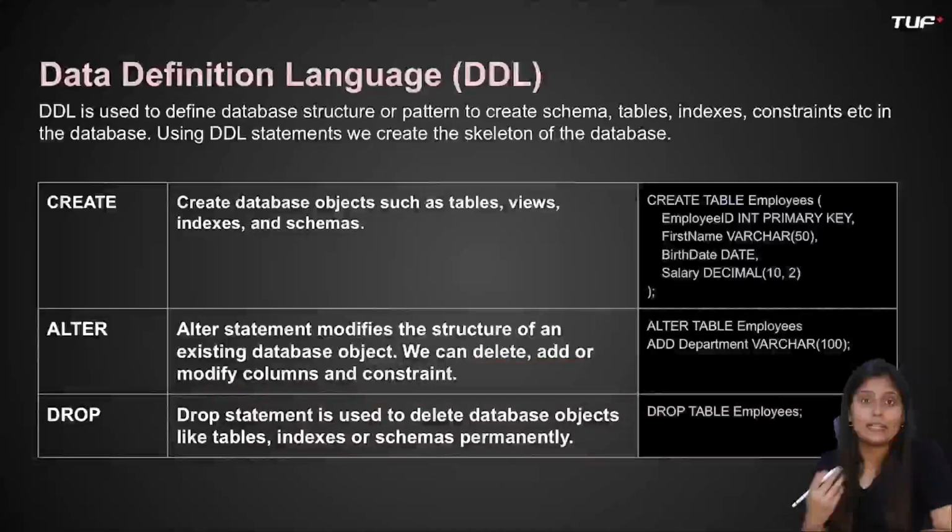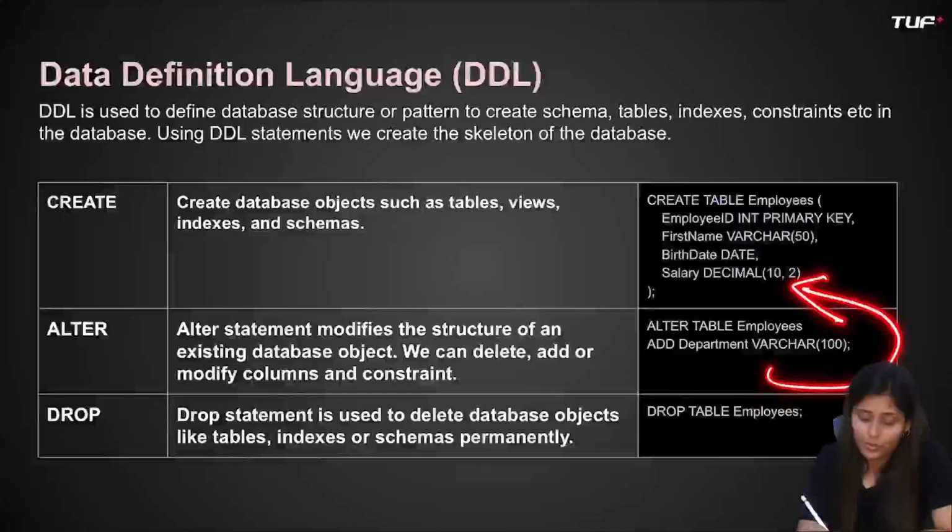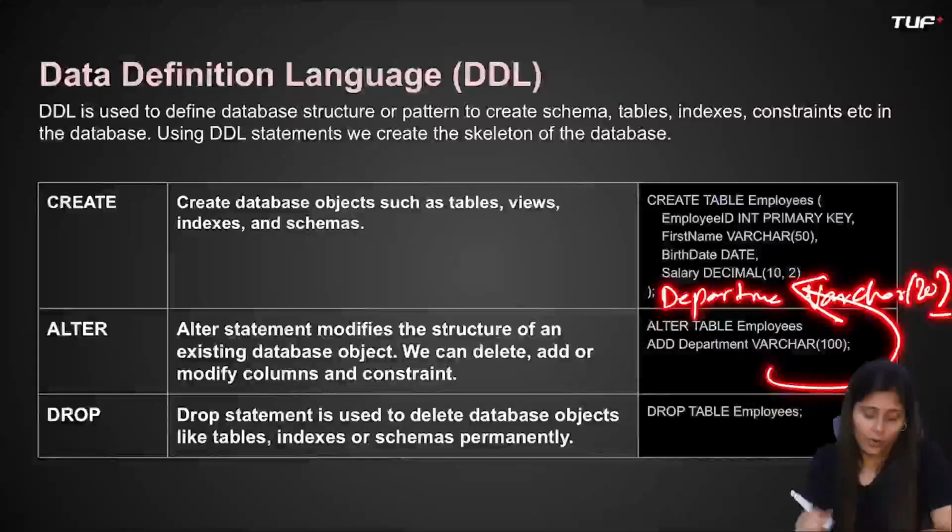So here also we can delete, add, but instead of data we are basically focusing on the structure of the table. So we can alter table employee and add department varchar. If we want to add one more attribute, so out of 4 it will be 5 now, we will be adding one more attribute called department of varchar type, where 20 characters are allowed, right?